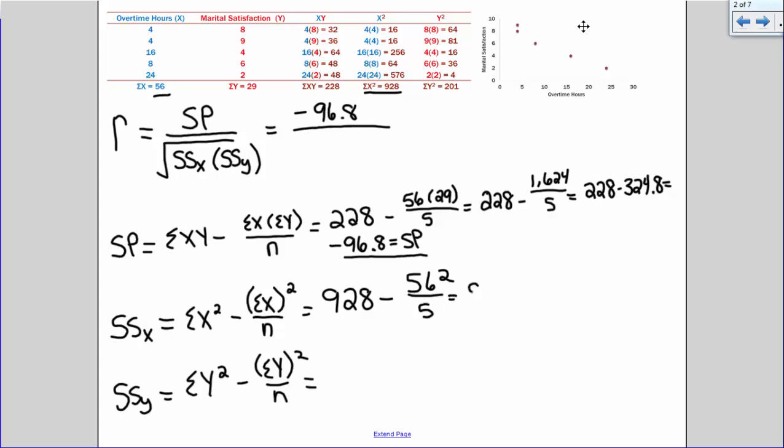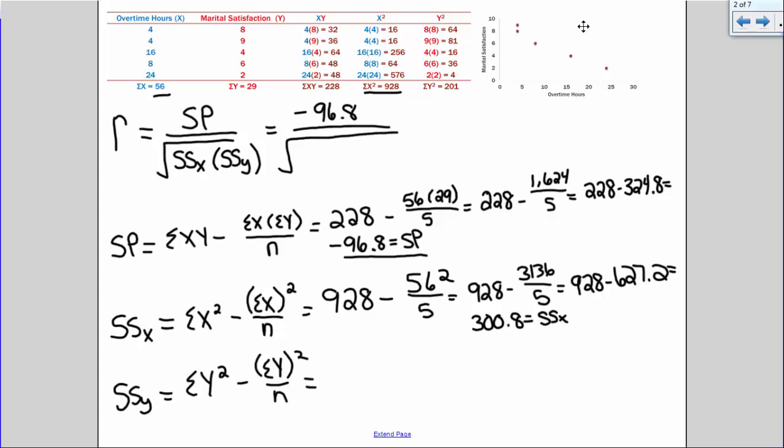So this becomes 928 minus, well, 56 squared is 3,136. Divide that by 5. So this becomes 928 minus, so 3,136 divided by 5 is 627.2. And you have a sum of squared x of 300.8. So 300.8. Sum of squared x. So I'm going to go ahead and plug that in to my formula for my correlation. So 300.8.